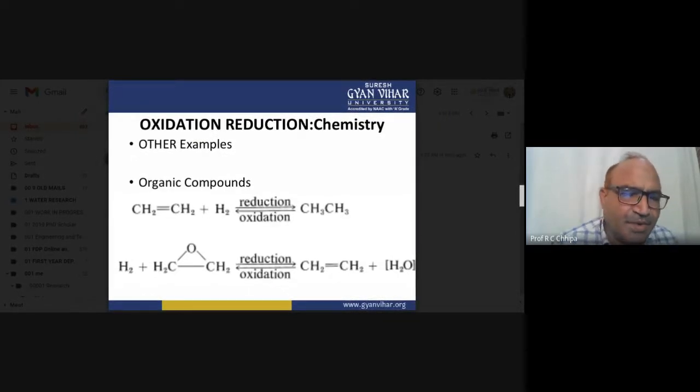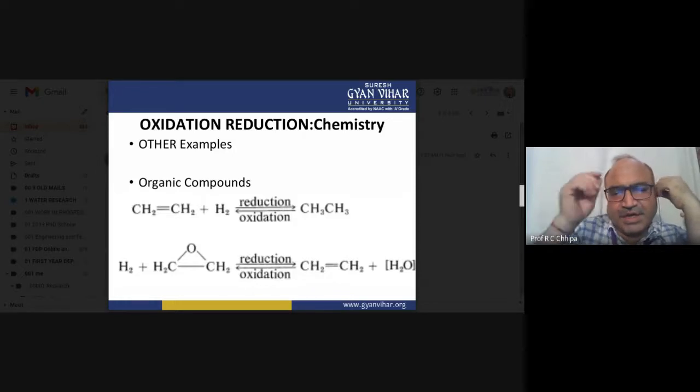So for the organic compound, hydrogen is added. Is it reduction or oxidation? CH3, CH3. So when the compound undergoes the process, addition of hydrogen is reduction, and removal of oxygen is also reduction. Here is also a cyclic compound, ethylene oxide. Here also the process of reduction occurs.